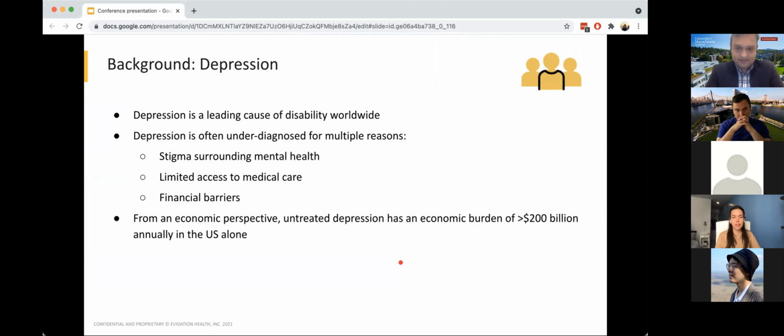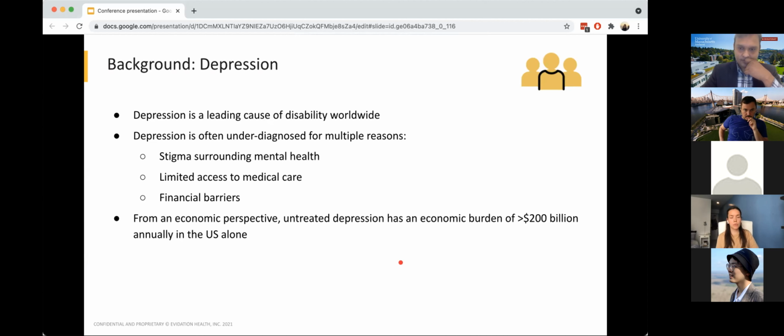So depression is a leading cause of disability worldwide that is often underdiagnosed for reasons including stigma surrounding mental health, limited access to healthcare, or financial barriers. And in 2017, 17.3 million adults in the US experienced at least one major depressive episode in the last year, with 35% of them not having received any treatment.